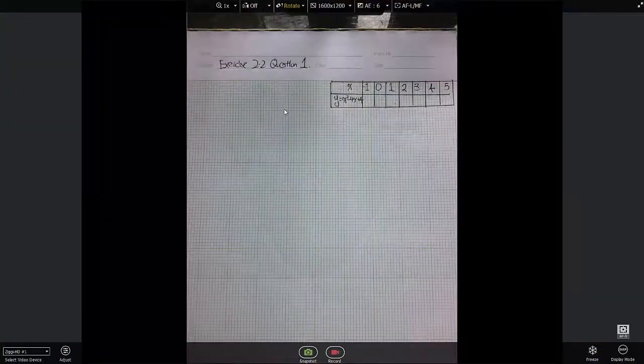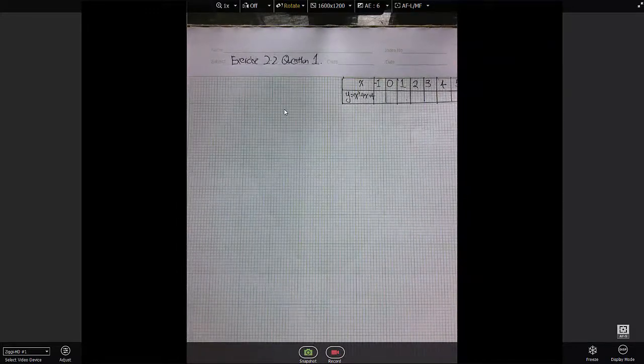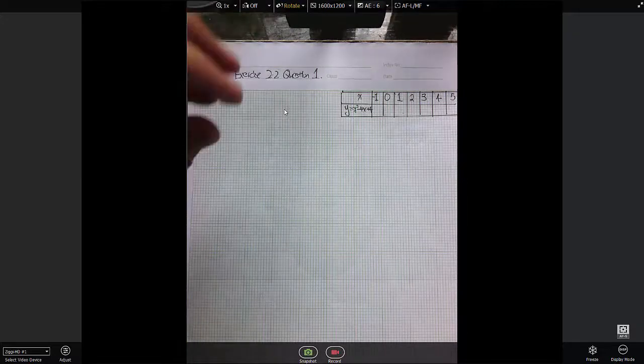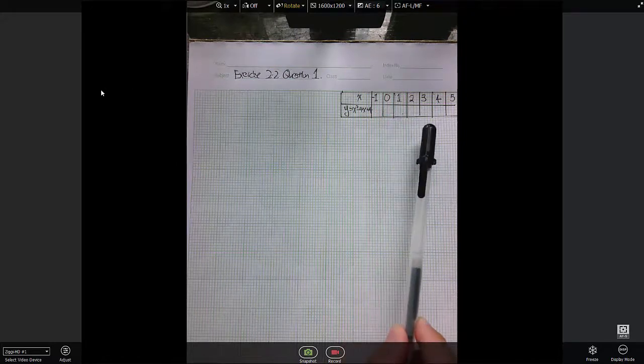Alright, today I'm going to do exercise 2.2 question 1. This video will cover the use of the curve ruler. So we start with question 1A first. They say copy and complete the following table. Notice that I've already copied the table here on the right hand side of the graph paper.